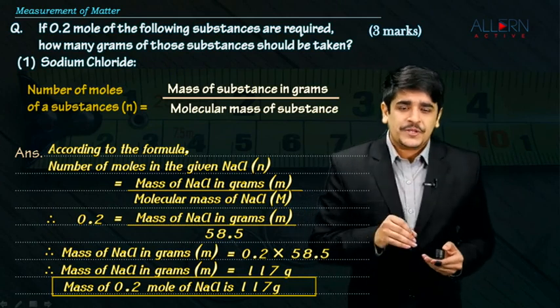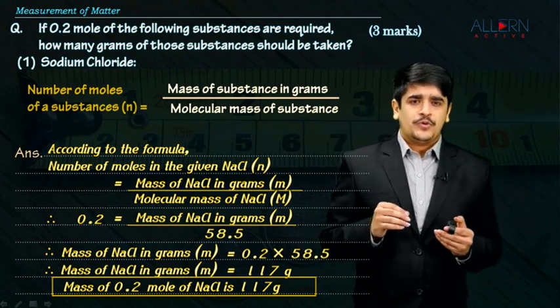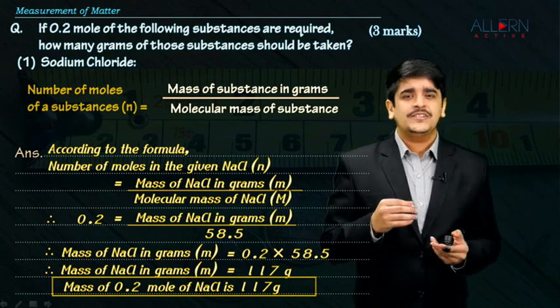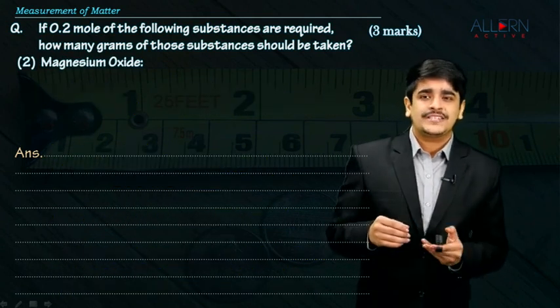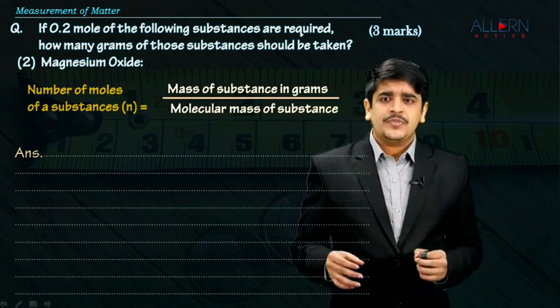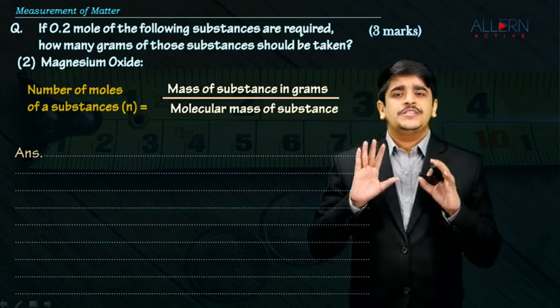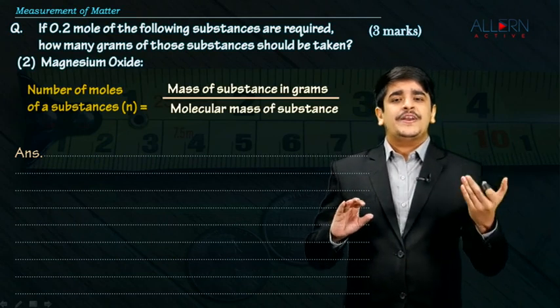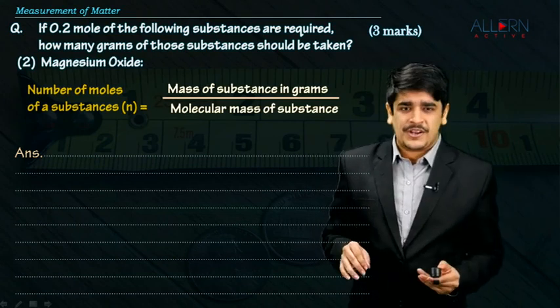Now, if you've understood that, the next part is going to be very simple for you because we're going to do something very similar. We're just going to change the compound. The next compound is magnesium oxide. The formula remains the same: number of moles of a particular substance is equal to the mass of the substance in grams divided by the molecular mass of that particular substance.